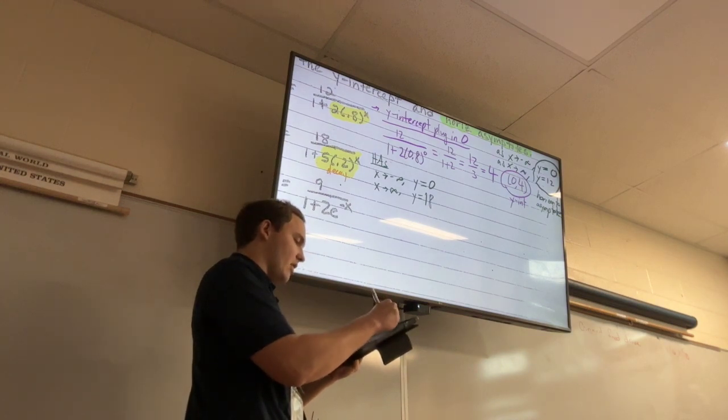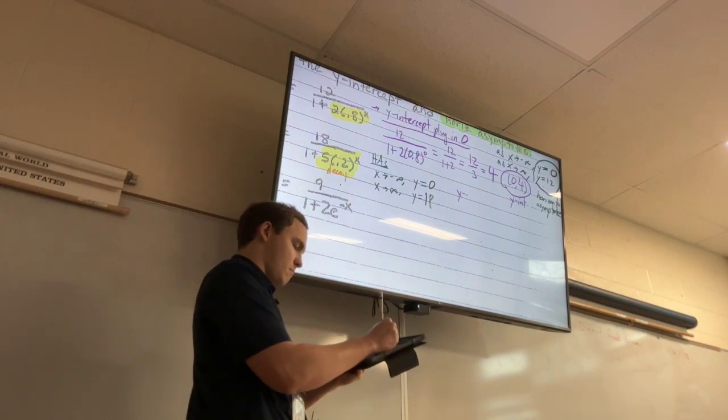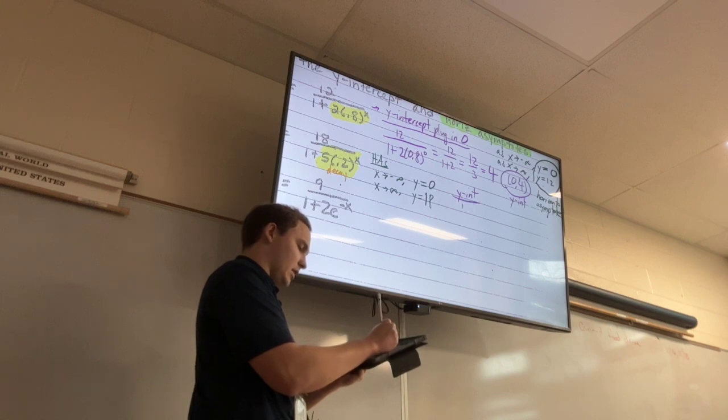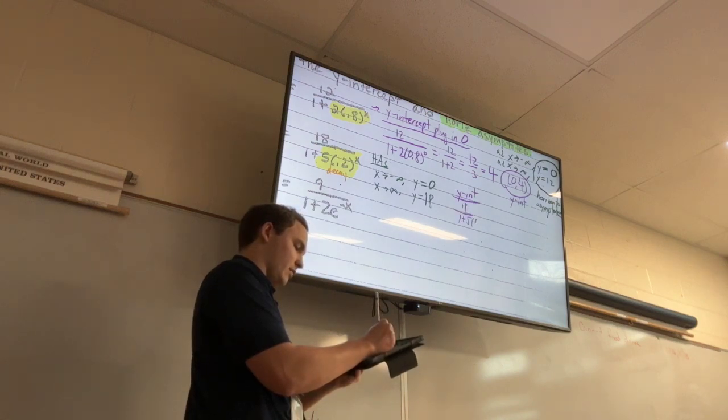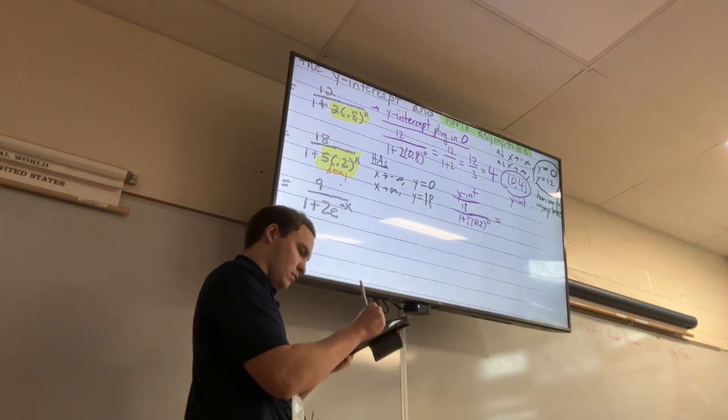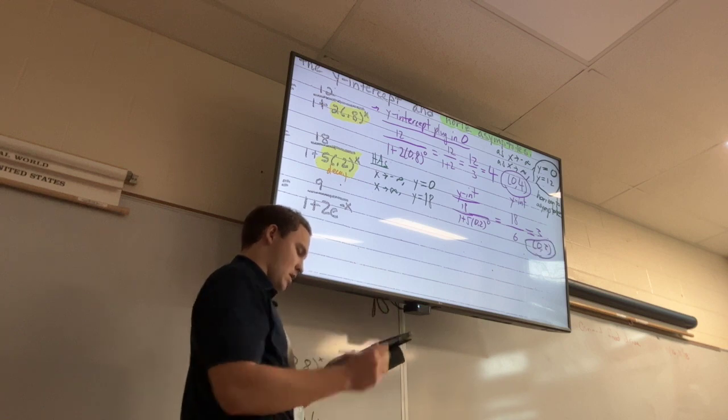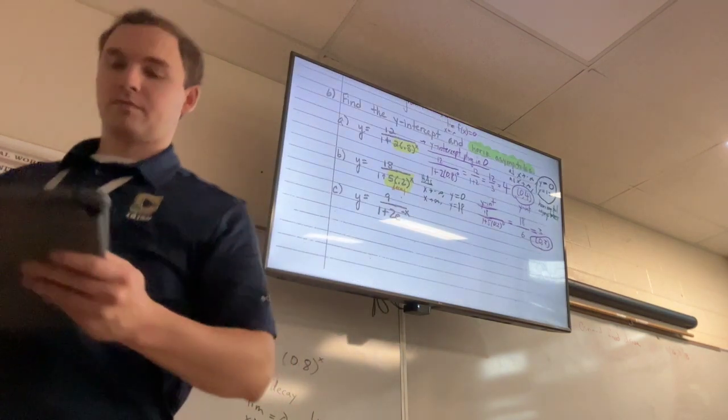Don't forget the y-intercept in either. How do I find the y-intercept? You just plug in 0. So 18 over 1 plus 5 times 0.2 to the 0, which is 18 over 6, which is 3. So the y-intercept is (0, 3). We feeling okay about that?